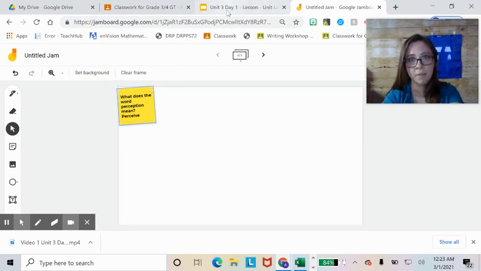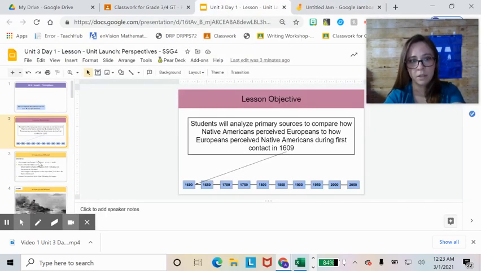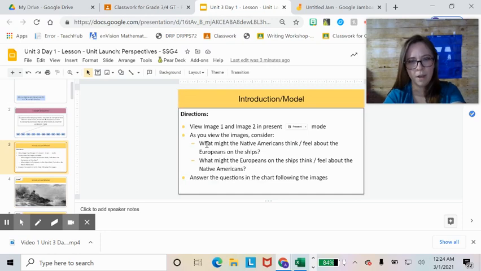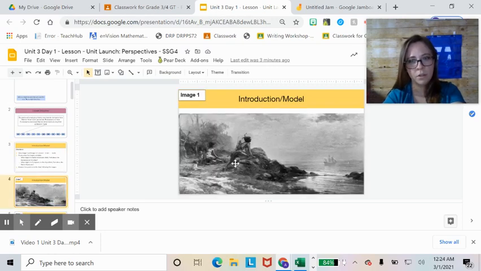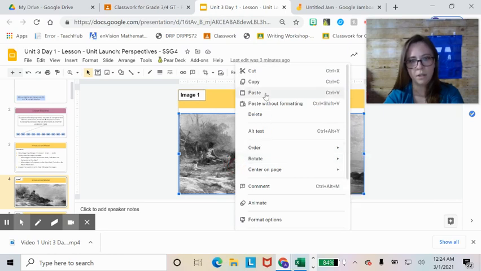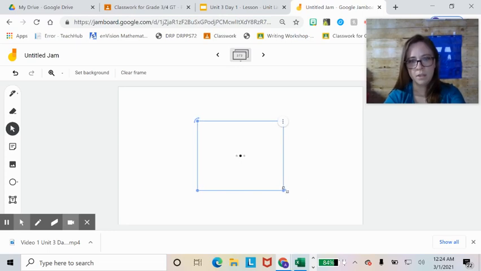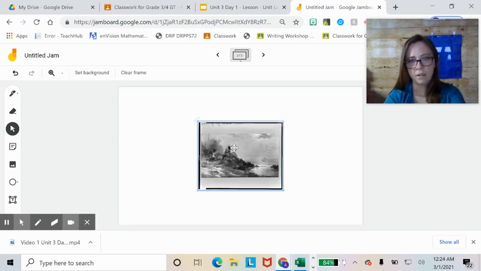The next thing that I'm going to do is look back at those slides. With those slides, it's telling me to view image 1 and image 2 in present mode. So I'm going to consider, what might the Native Americans think or feel about the Europeans on this ship? I want to get my students involved. So I'm going to copy this image by doing Control C or right clicking and clicking copy. I'm going to get my students ready for synchronous instruction and have this ready to go on a Jamboard by pasting this picture on here so they can see it. And I want to see what they're thinking with this picture.